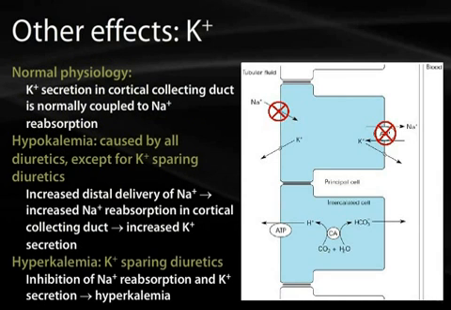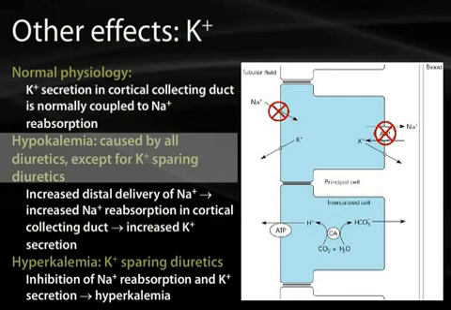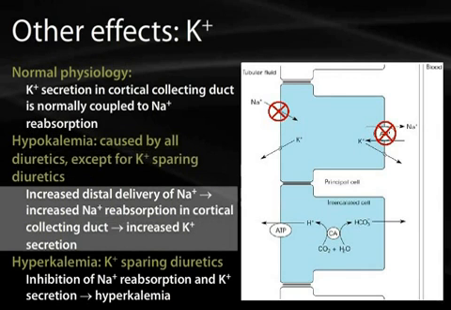Let's just go through the effects of diuretics on potassium. In normal physiology, potassium secretion in the cortical collecting duct is coupled to sodium reabsorption, as we've said. This is how hypokalemia is a result of all the diuretic use except for diuretics that act specifically in the collecting duct. With increased distal delivery of sodium, there's increased sodium losses, volume depletion, and activation of the renin-angiotensin-aldosterone system. This leads to increased sodium reabsorption in the cortical collecting duct, which leads to increased potassium secretion.